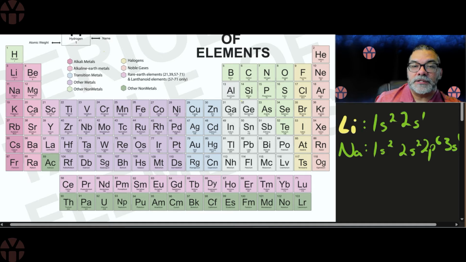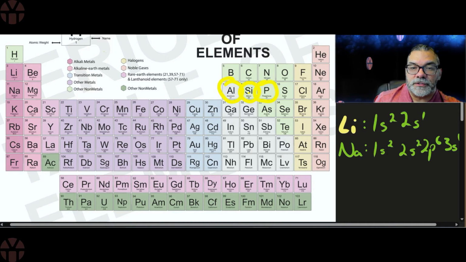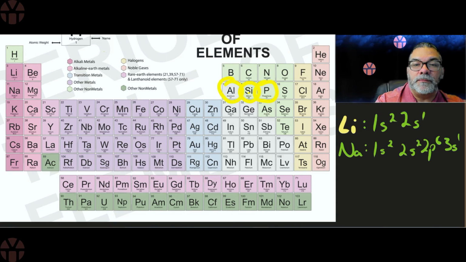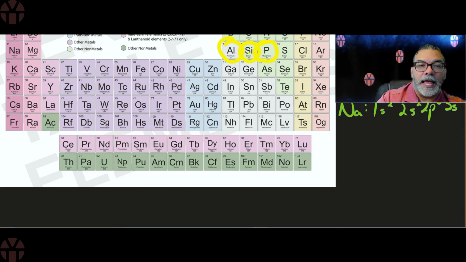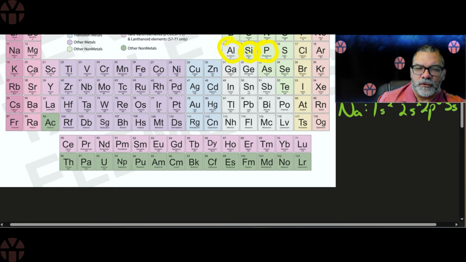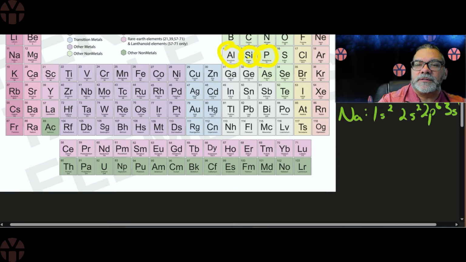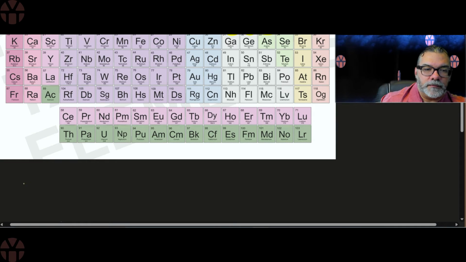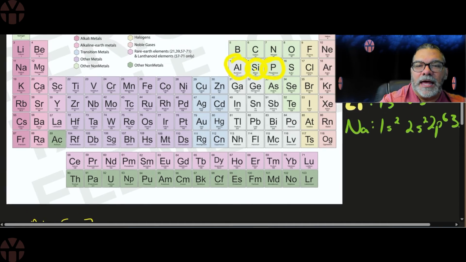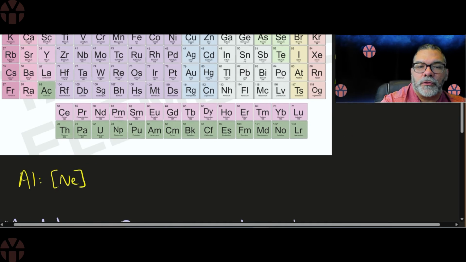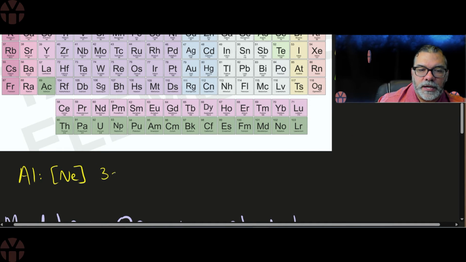And for this, let's compare something like aluminum to silicon and phosphorus, right? And for these, I'm going to do what we did a moment ago. Let's just go ahead and write down roughly what the electron configurations are going to look like. I'm going to do the condensed version just so that for space we can see it. So when I condense these, we're going to have neon in brackets. For aluminum, it's going to be neon in brackets, and then 3s2, 3p1.